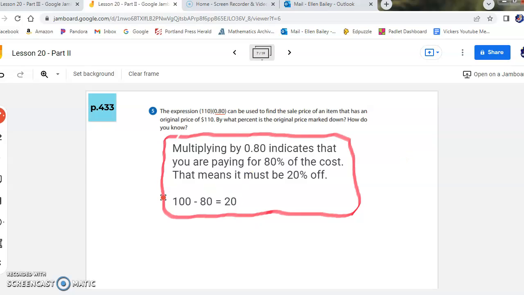So real quickly, just review then. 100% is all of something, so 100 minus 80 is 20. Anytime you're thinking about percents, be thinking 100. It's got something to do with 100. All right, that's it for number 5. I'm moving along.